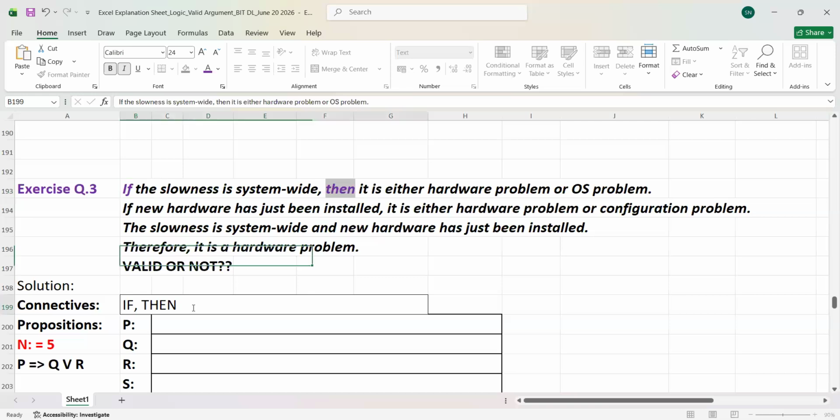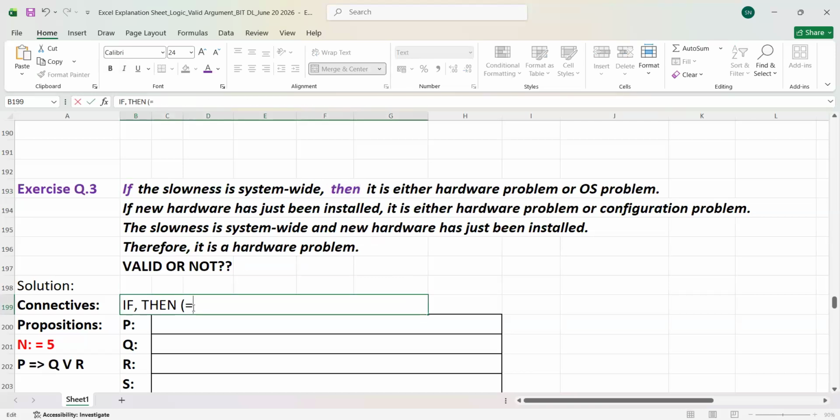Okay, now what other connectives do we see here? Or. Okay, so we have or somewhere here, hardware problem or OS problem. Yes, somebody also said and. I think it is here, it should be somewhere here. The slowness is system-wide and a new hardware has just been installed. Yes, you are right. And so again, that one too, you also highlight that. Okay, so I think we have highlighted all of them.